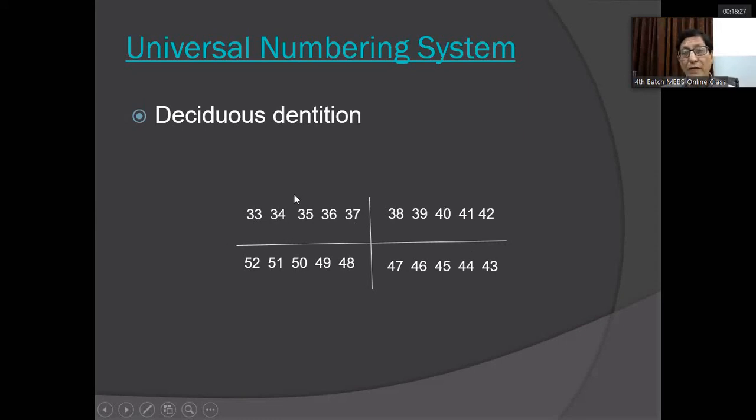Actually, the reason why these two systems were developed is that this thing could not be incorporated into the computer in the beginning days. That's why they developed both systems. But now they have developed this also. You can click it and put it here and write the number of the teeth also. So you can use all systems in computers now.